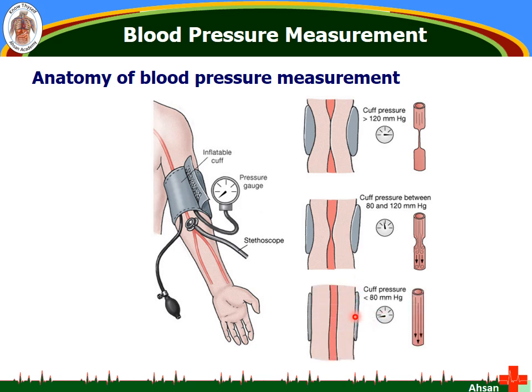Now, if we continue to deflate, the cuff pressure will be lower than the minimum pressure within the blood. So blood flow will be continuous. The beating sounds will gradually muffle down and disappear. That is the diastolic pressure.